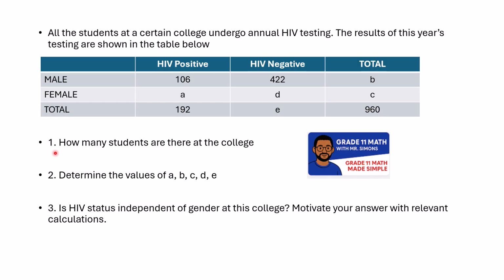First question: how many students are there at the college? Then 2, you see we've left A, B, C, D, E open, so determine the values of A, B, C, D, E. We're just testing your addition and subtraction skills. And then, as I said in the previous lessons, we will always test whether you understand HIV status. Is it independent of gender at the college? And we have to motivate that with the relevant calculations.